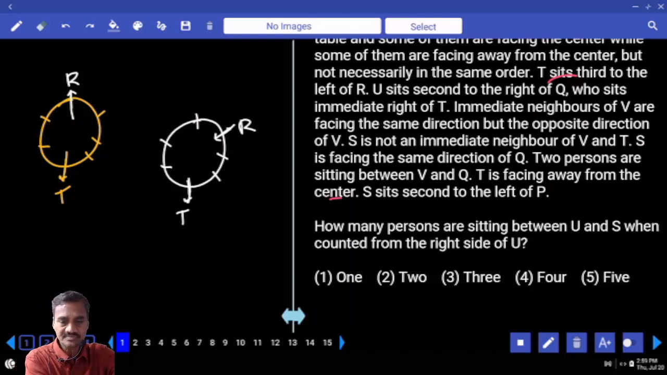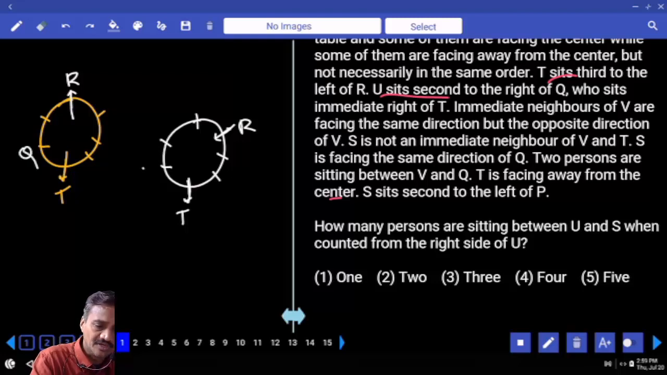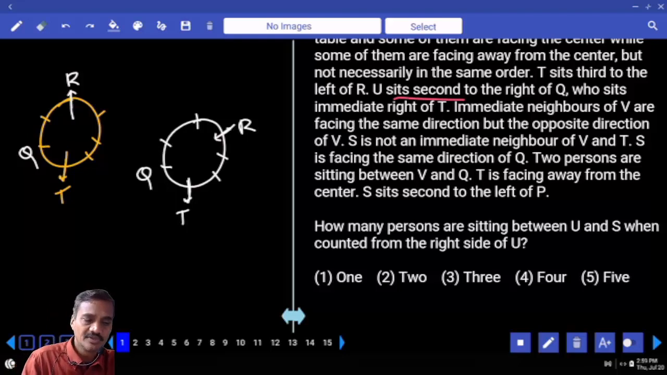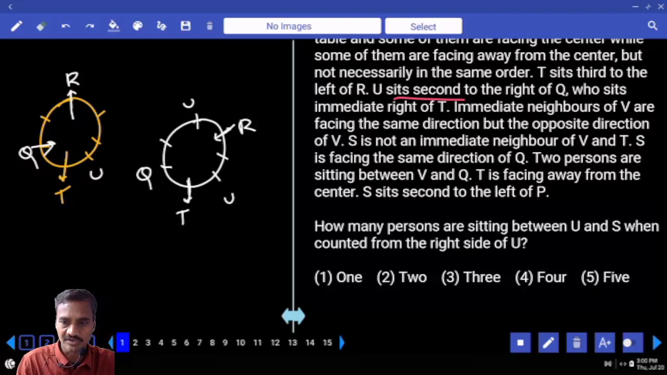Then 2 different possibilities. And U sits second to the right of Q, and Q is to the immediate right of T. Here also Q is to the immediate right of T, and T sits out to the left of R, and U sits second to the right of Q. In this case, U must be here. Second to the right, Q must be facing towards the center. Hence, U can be either here or here. There are 2 different possibilities.